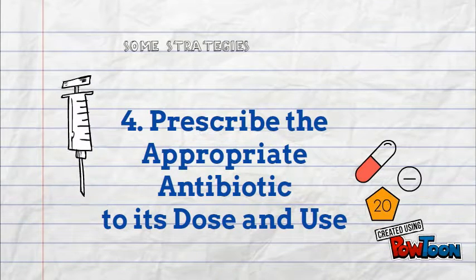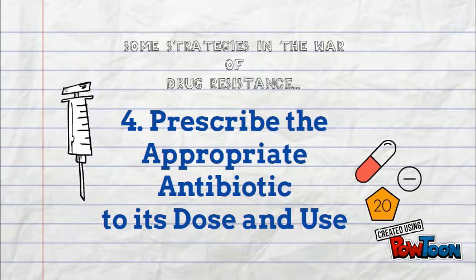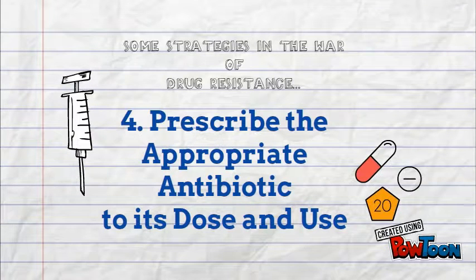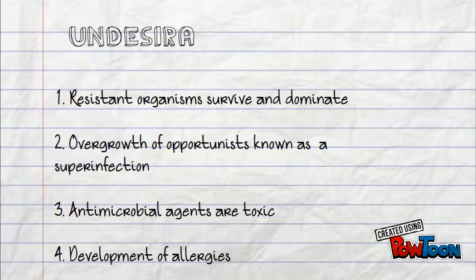The last strategy is to prescribe the antibiotic appropriately. At least half of current use of antibiotics are incorrectly prescribed as the wrong drug, wrong dosage, or wrong duration. Next topic is empiric therapy. Empiric therapy is when a doctor must initiate therapy before lab results are available in order to save the patient's life. Determination of diagnosis is made by asking several important questions.